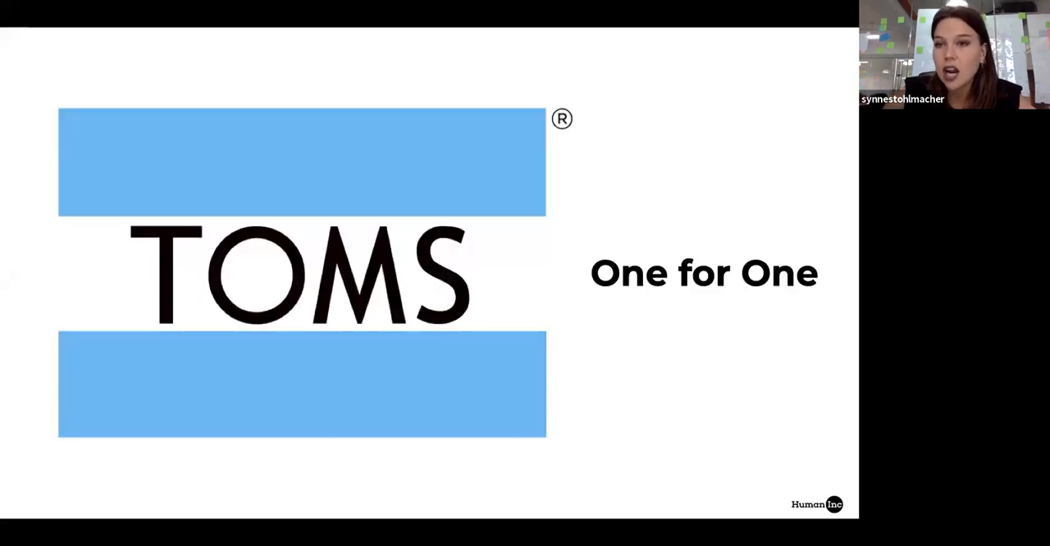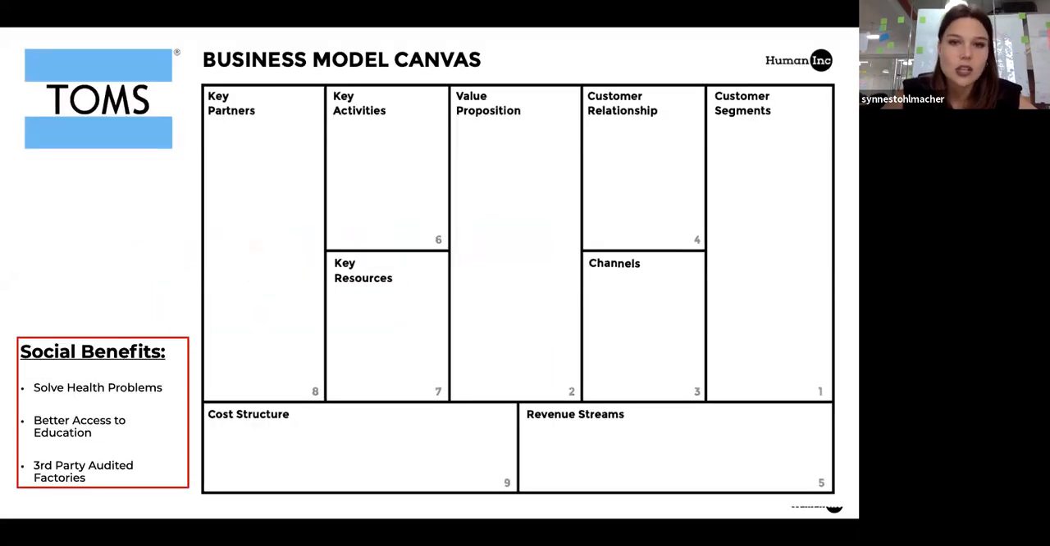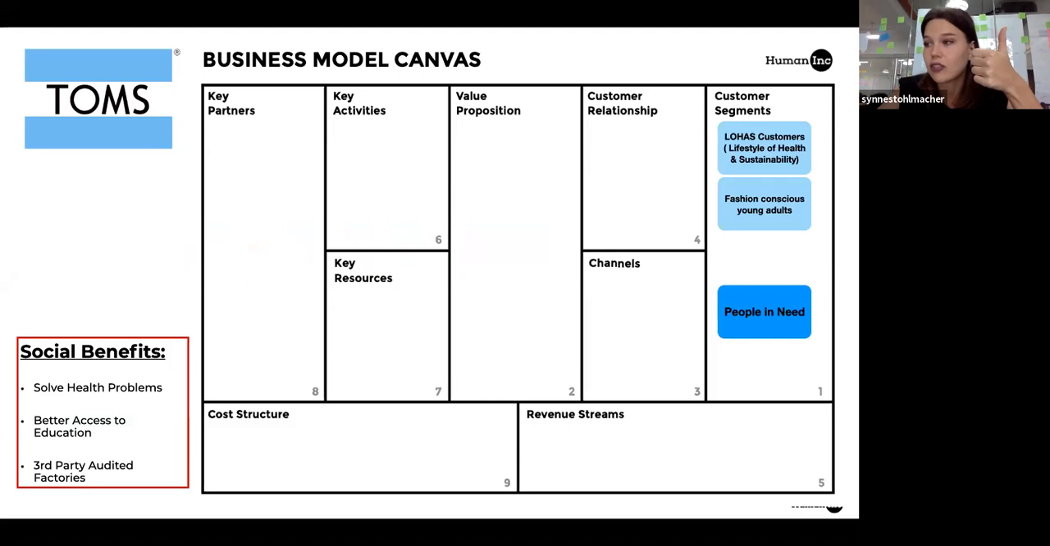So I'm going to start with TOMS. TOMS is the 1-for-1 model. If we start with the first field, the customer segments, we have 2 main segments: the people in need, so basically the people receiving free shoes, as well as the customers who are buying the shoes in the first place. We call them LOHAS customers, lifestyle of health and sustainability, and we also have fashion conscious young adults. TOMS shoes were very popular a couple of years back, especially in Norway, where I'm from.